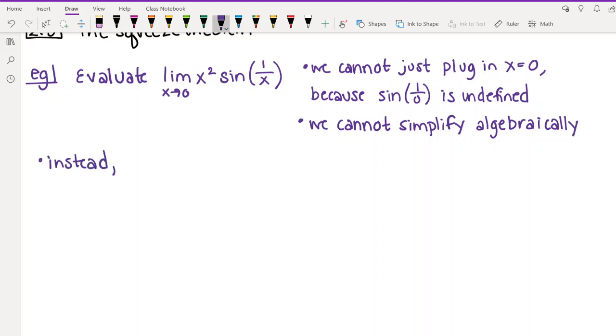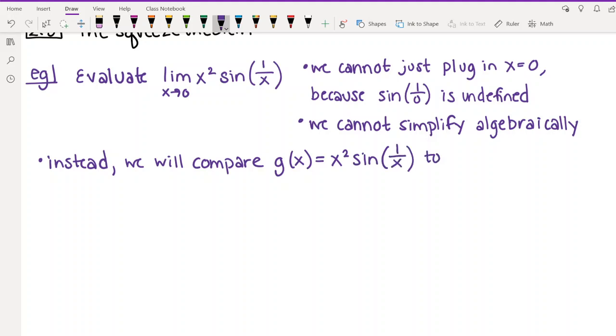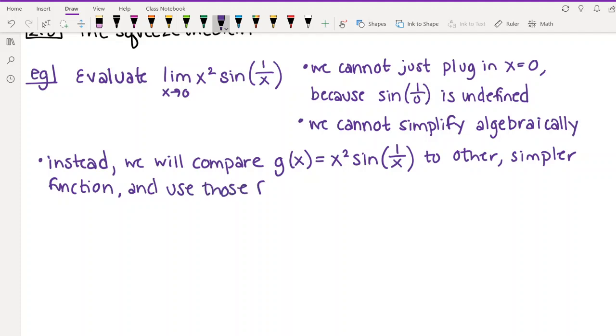So instead, we will compare, and I'm going to call it g of x. So g of x is equal to x squared times sine of 1 over x. So that's the function that we're trying to take the limit of. We'll compare this function to other simpler functions. And so these other functions we'll find, those will be ones where we actually can evaluate the limit directly. And then from there, we'll be able to conclude what the limit is. So I'll just finish this sentence by saying, and we'll use those functions to evaluate this limit. And we'll see what I mean by that in a second.